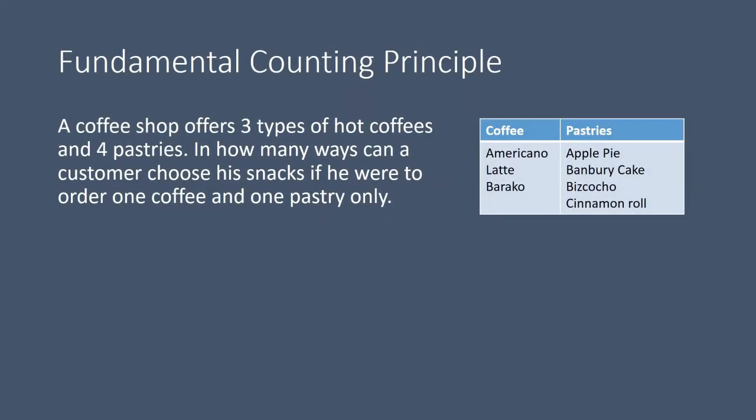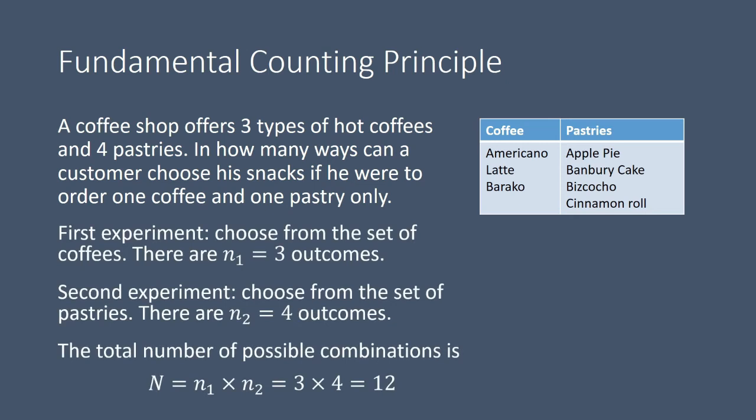So let's say you entered a coffee shop and you are interested in getting some snacks. The coffee shop offers 3 types of coffees and 4 pastries. In how many ways can a customer, such as yourself, choose your snacks if you were to order only 1 coffee and 1 pastry? Okay, so this is like an experiment that is composed of 2 stages.